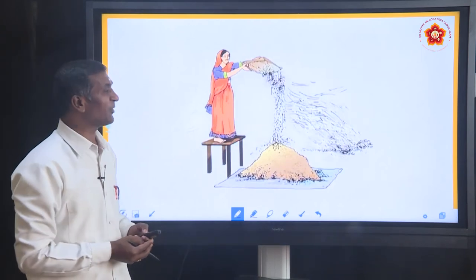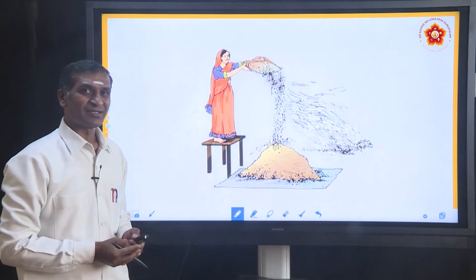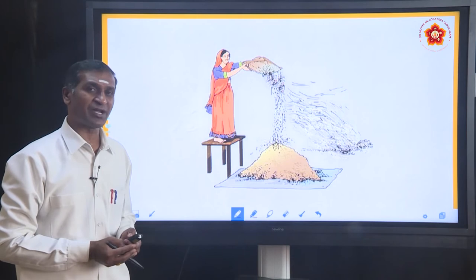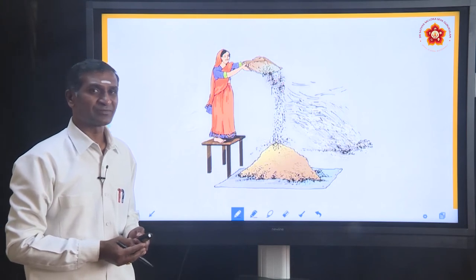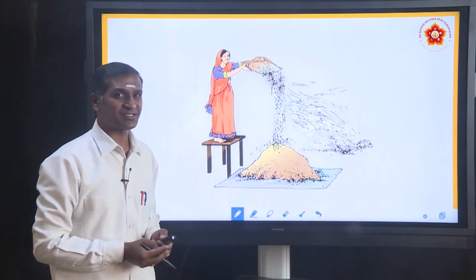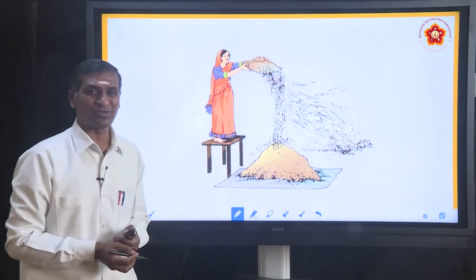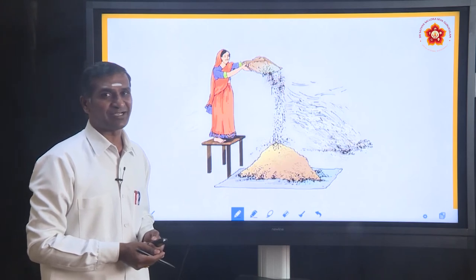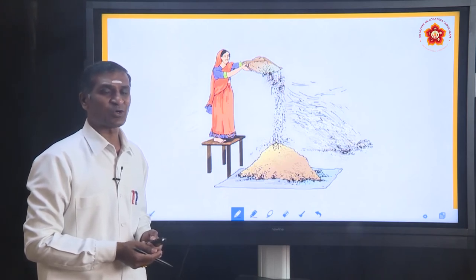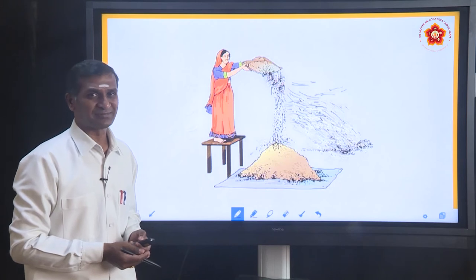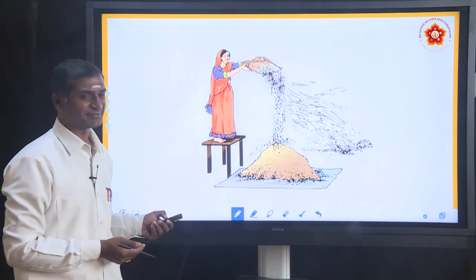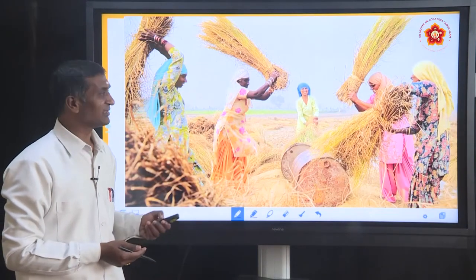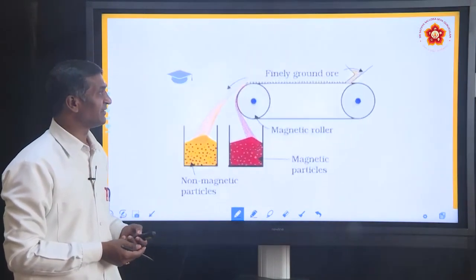Winnowing, with the help of wind, the unwanted husk is also separated from ragi, paddy. Just now we got the harvest. At that time you might have observed this method of separating the unwanted things from the grains or the cereals that are being grown. Winnowing. Threshing. It's one of the methods of separating.